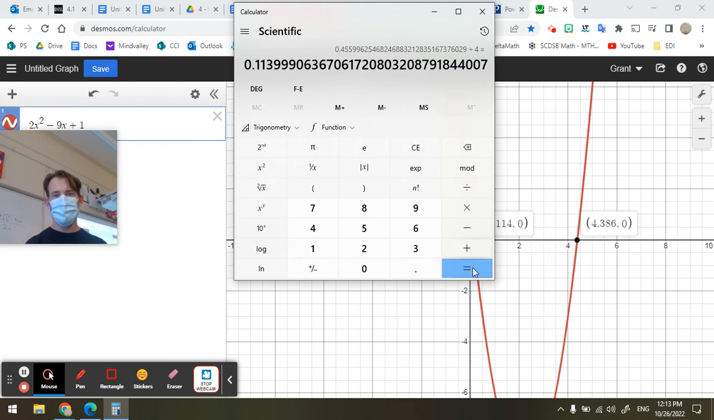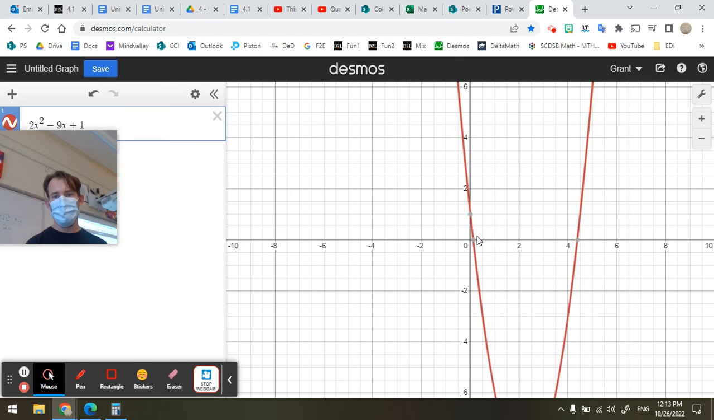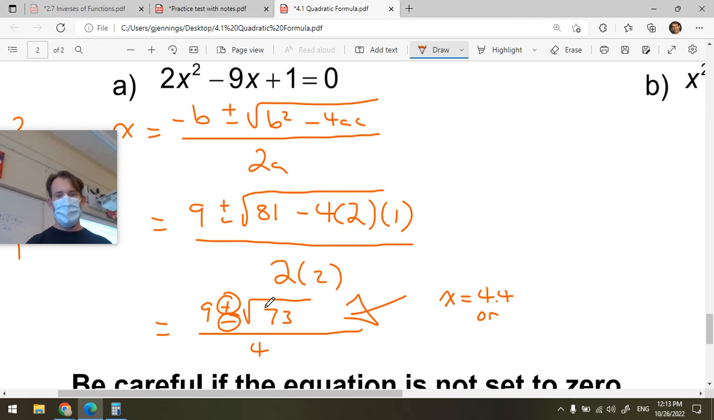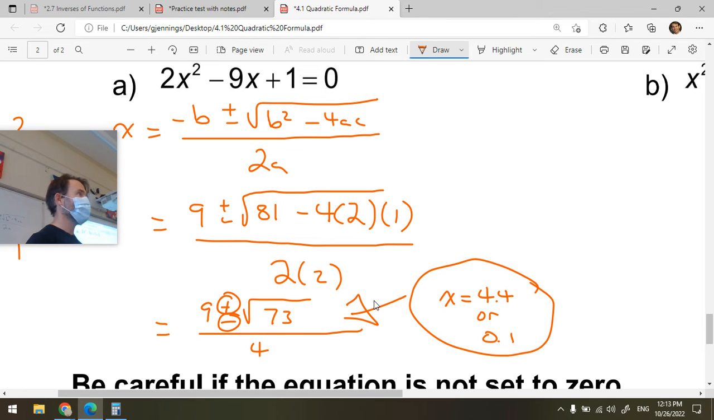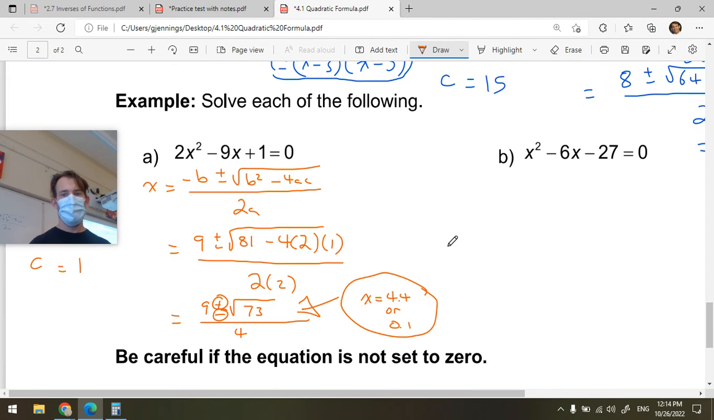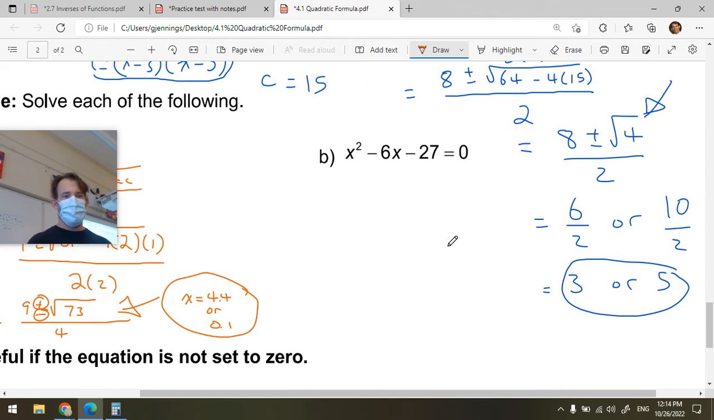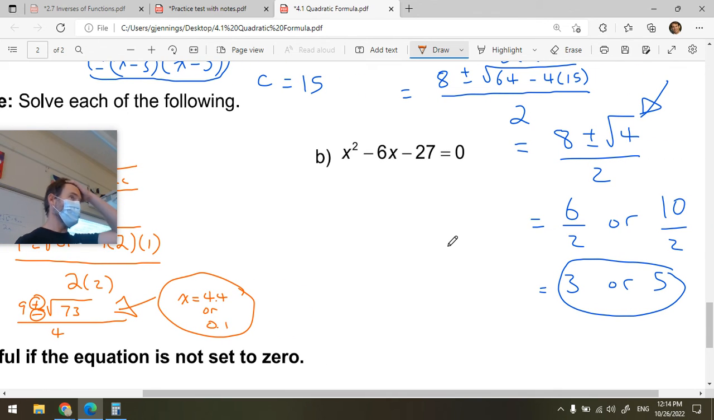and then divide that by 4 equals, and there's this number, 0.113999. That's 0.114. That's my root here, 0.114. And I could say that's 0.1 if I wanted just one decimal place. Those would be the correct answers. And on tests and things, I'll give you instructions as to how many decimal places to include.